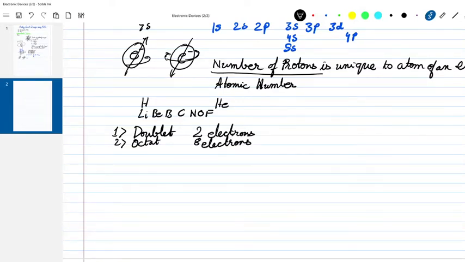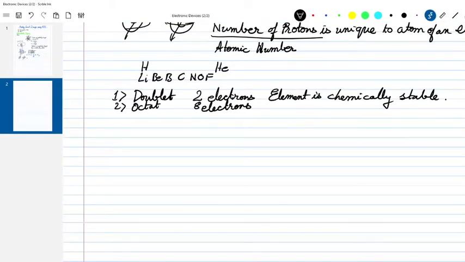Okay, so if the doublet rule or the octet rule is satisfied, then the atom, or element, is chemically stable. When the atom is chemically stable, the element is not going to react. So helium has 2 electrons, which means it satisfies the doublet rule, and it is stable.